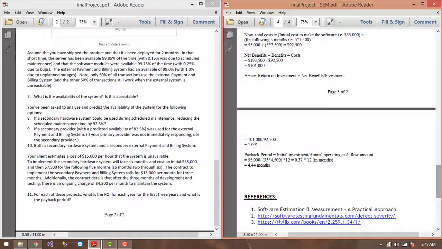So that is the return on investment, and the payback period is equal to, as this is the formula, initial investment over annual operating cash flow amount. So the initial investment was $55,000 over the annual operating cash flow amount, which is 33 times 4,500 times 12, so that it will be converted into months instead of years. So that comes up to 0.37 times 12, that's 4.44 months. That's the payback period for this project.